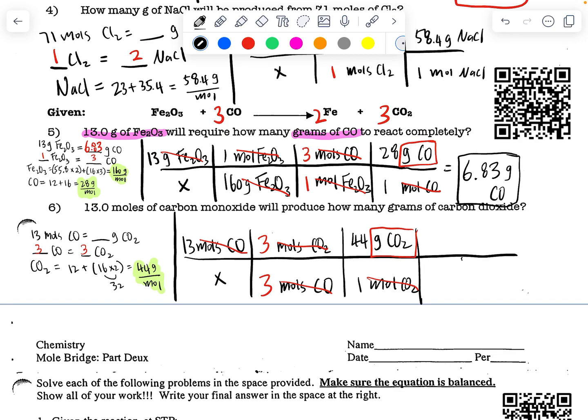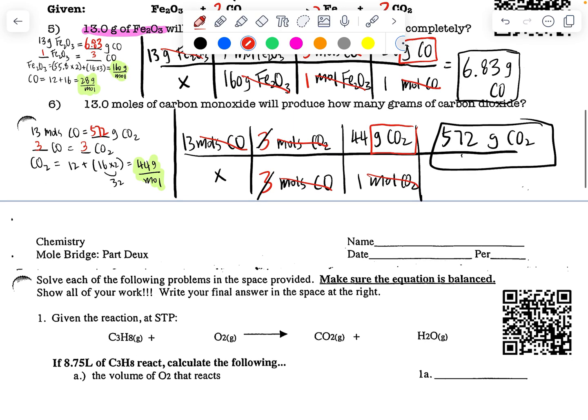So these 3's can actually just dissolve, they reduce to 1. So all I have to do here really is just 13 times 44, and that's it. 13 times 44, I got 572 grams of CO2 as my final answer. Sweet, that was pretty easy. 572. That was shorter, right? All right, let's go to the back part now.